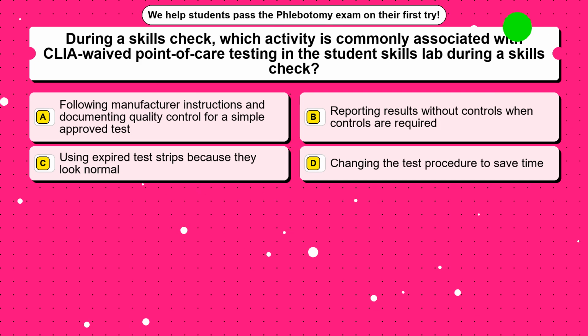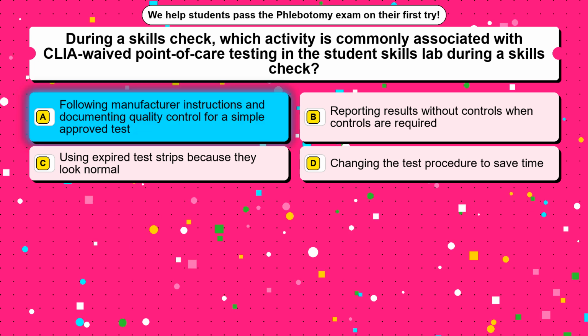Question 73. During a skills check, which activity is commonly associated with CLIA waived point of care testing in the student skills lab during a skills check? Option A. Following manufacturer instructions and documenting quality control for a simple approved test. Option B. Reporting results without controls when controls are required. Option C. Using expired test strips because they look normal. Option D. Changing the test procedure to save time.